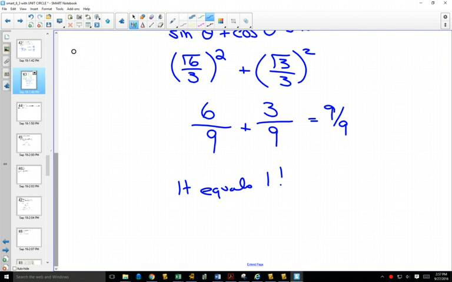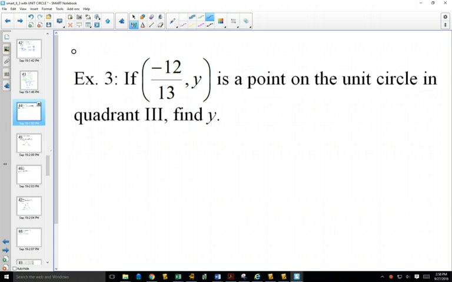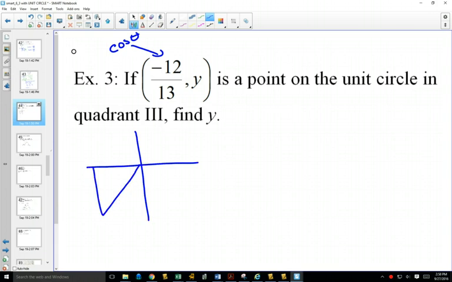For the last question here, if negative 12 over 13 comma y is on the unit circle, find the coordinates of y. So if it's on the unit circle, then this is cos theta. And if it's in quadrant 3, we can draw a triangle, label our reference angle, and since we know cos of theta is 12 over 13, we can label that side.